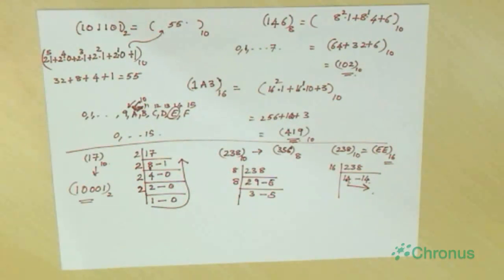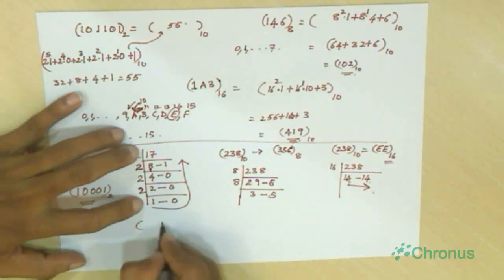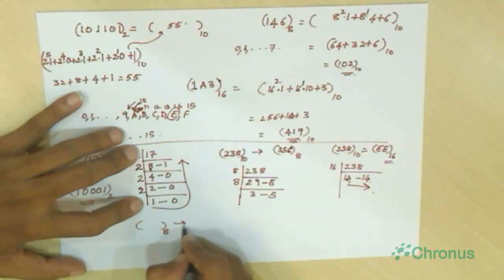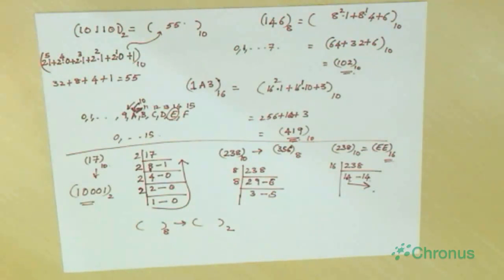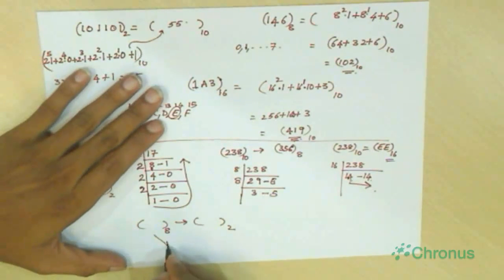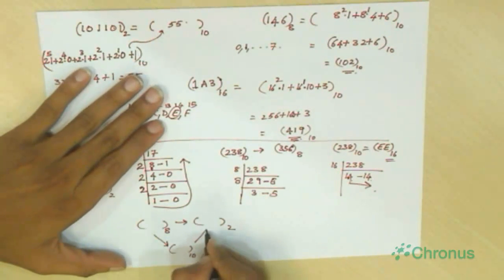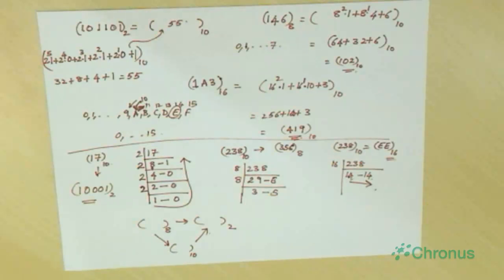So we saw how to convert a different base system to the decimal system, and the decimal system to a different system. What if you need to convert, say, an octal number to a binary number or any other? In this case, first we convert to base 10 and then convert base 10 to base 2. That's all about base conversion.